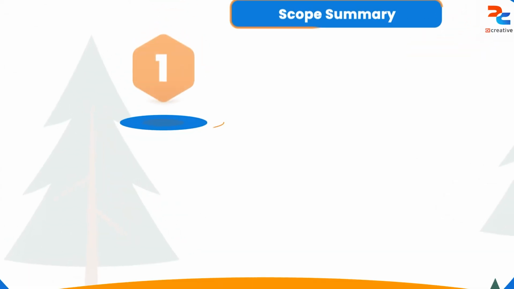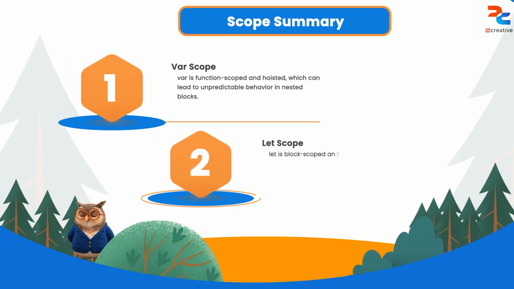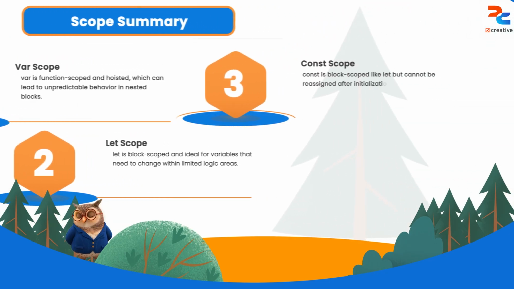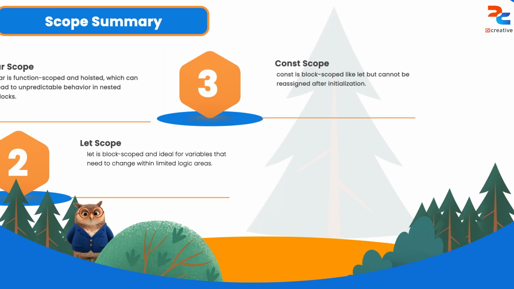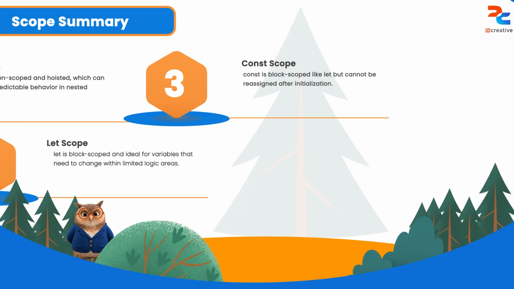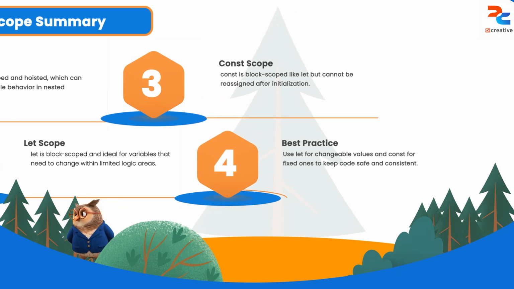So now let's summarize this. Var is old and function scoped, so always avoid it. Let is block scoped, use it for logic that changes. Const is block scoped but cannot be reassigned. Now let's compare the three. Var is function scoped. So when in doubt, use let for changeable values and const for constants.